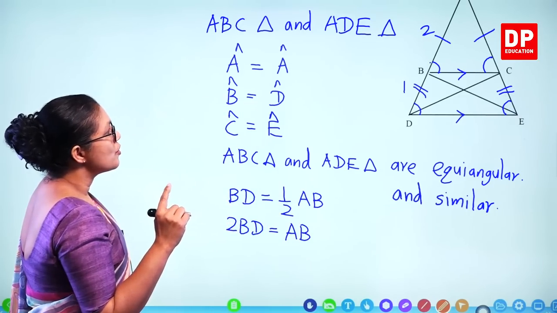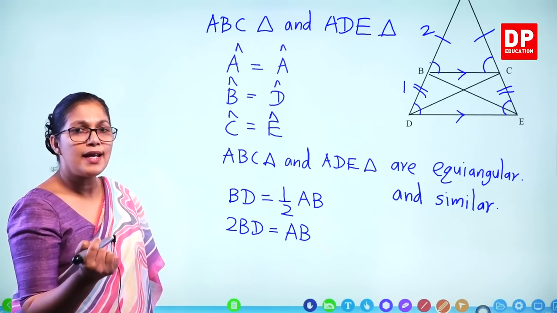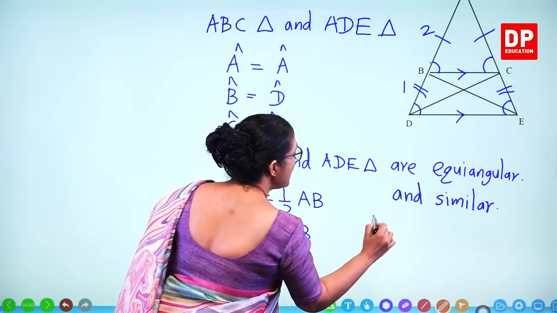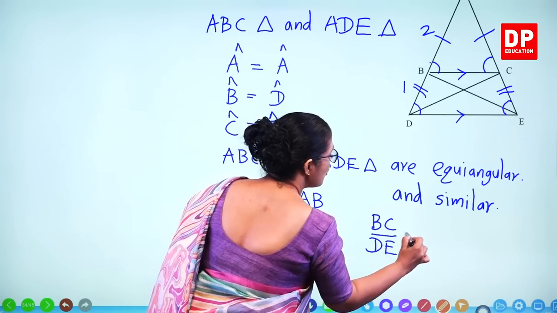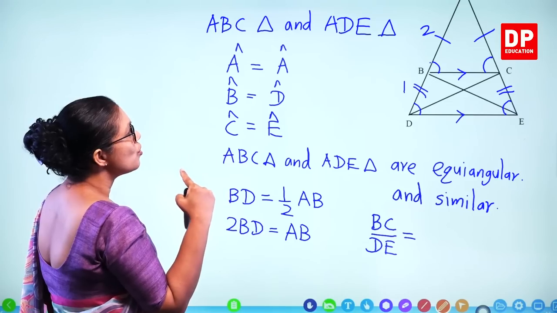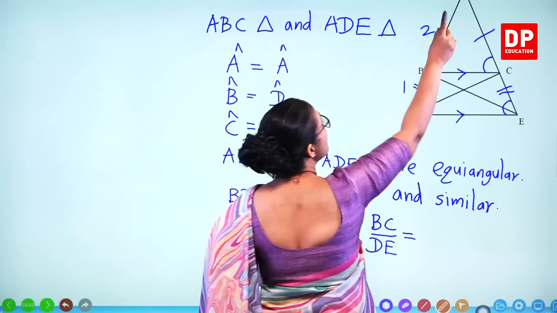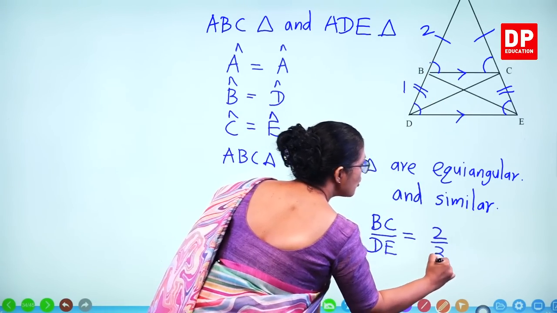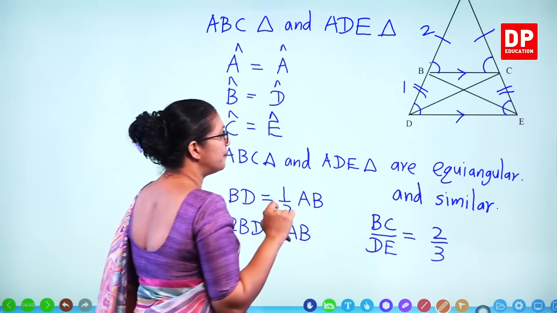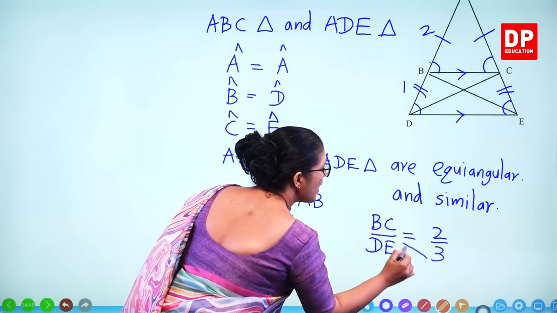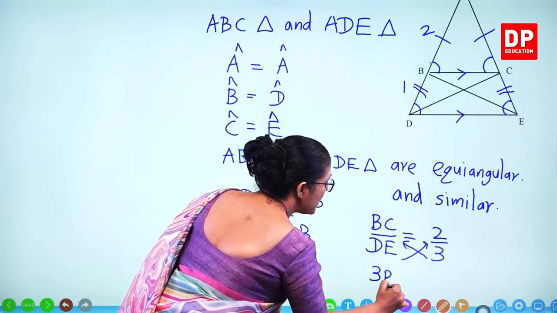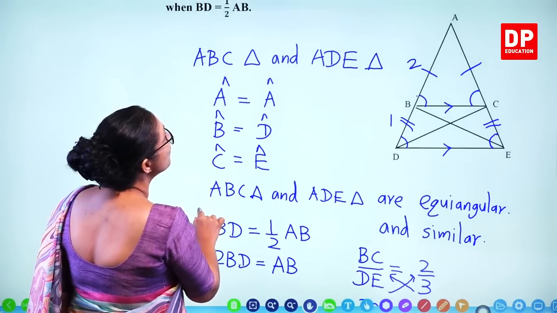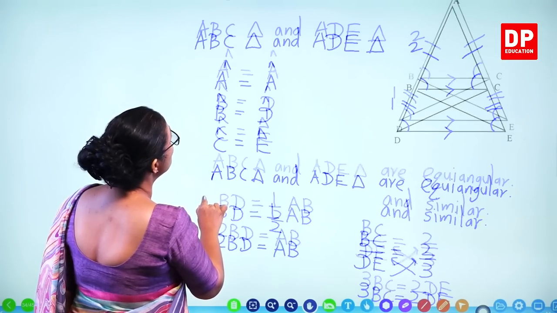Similar triangles, the corresponding ratios are equal. So we have BC and DE. What's the ratio? BC to DE should be equal to 2 to 3 ratio, because when you take this one, this is 2, the bigger one, 2 plus 1, 3. So 2 to 3 ratio is BC to DE. Then by cross multiplying, you can say 3BC is equal to 2DE. So that's what you need to prove. 3BC is equal to 2DE.